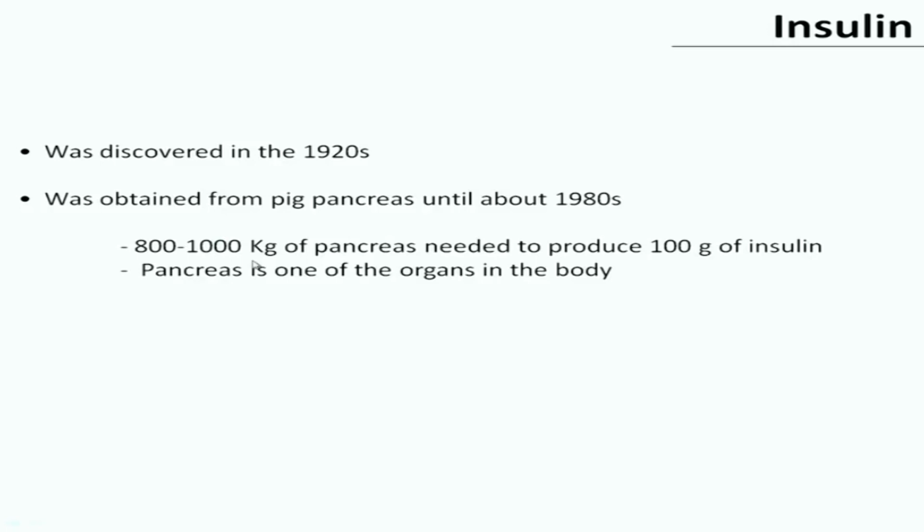The numbers are quite staggering. You need about 800 to 1000 kg of pancreas to produce 100 grams of insulin, which is a very, very small amount compared to the worldwide demand for insulin to treat diabetes. And not just that, pancreas is only one of the organs of the body. So, you can imagine what needed to be done to get insulin when no other method was known.